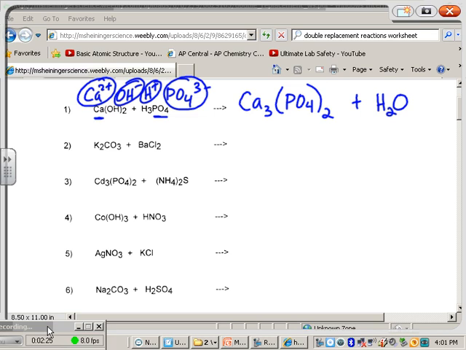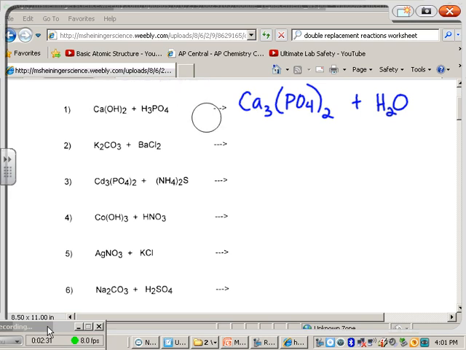Once we have the correct formulas for the products, we need to go back and balance the equation. That's the next step. So I'm going to go back and balance the chemical equation, the way I taught you to. We have 3 calcium on the product side, so I'm going to put a 3 in front of here, which also gives us 6 hydroxides. Hydroxide did not stay together though, so we're going to have to balance these hydrogens and oxygens separately.